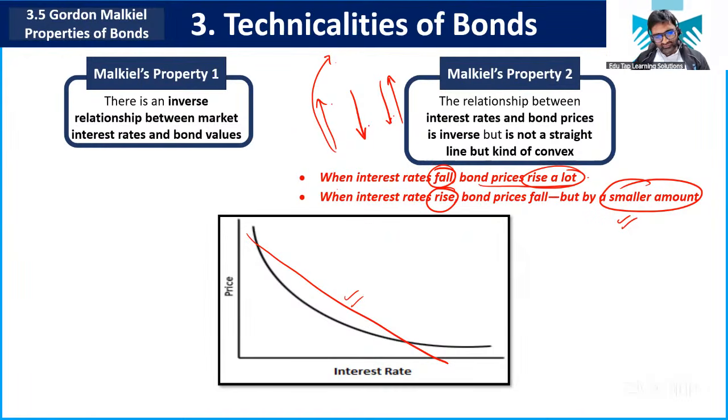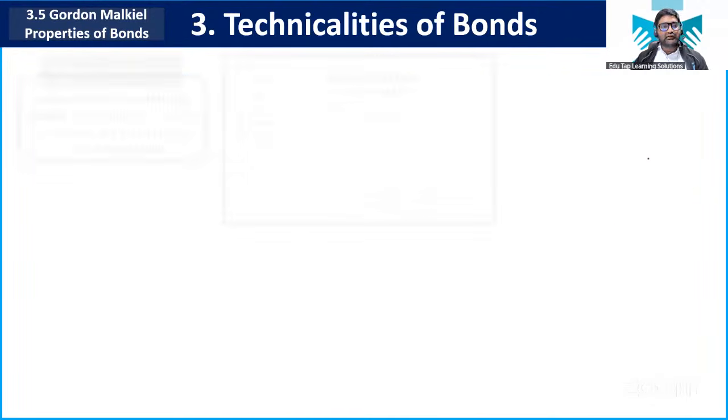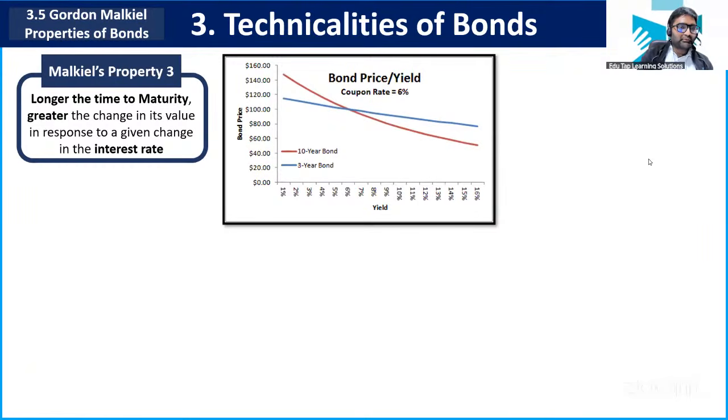Okay, like her Ashwini Singh. Is that understood? This is also something that we have understood very clearly. It is not linear. Is it fine? So it is a convex kind of a relationship, right? Moving ahead, that was the second property. Now the third property is that the longer the time to maturity, the greater the change in its value, more is the sensitivity.